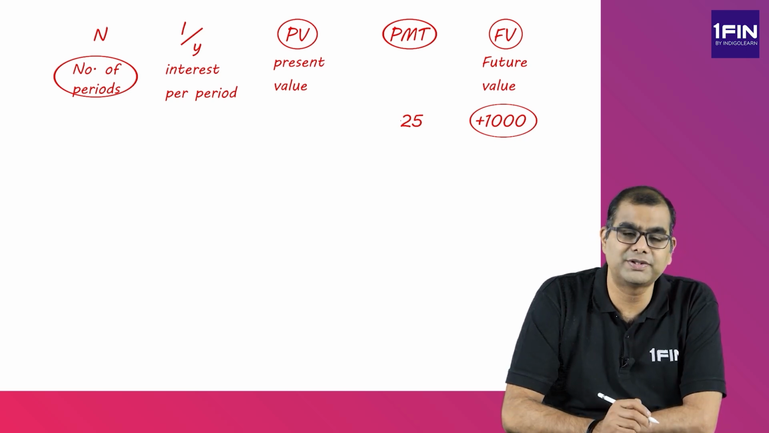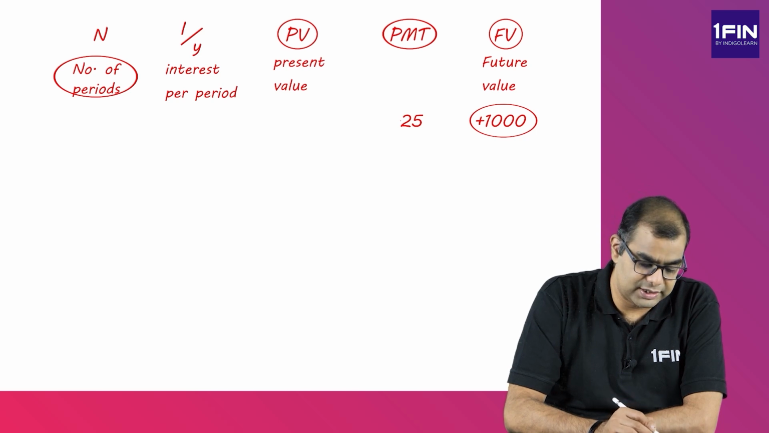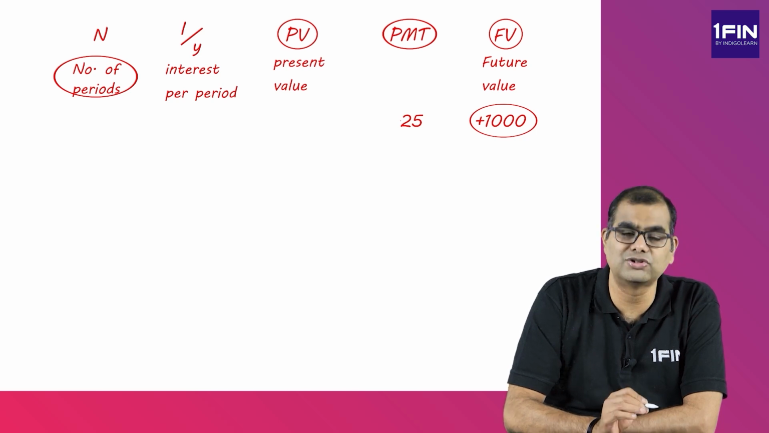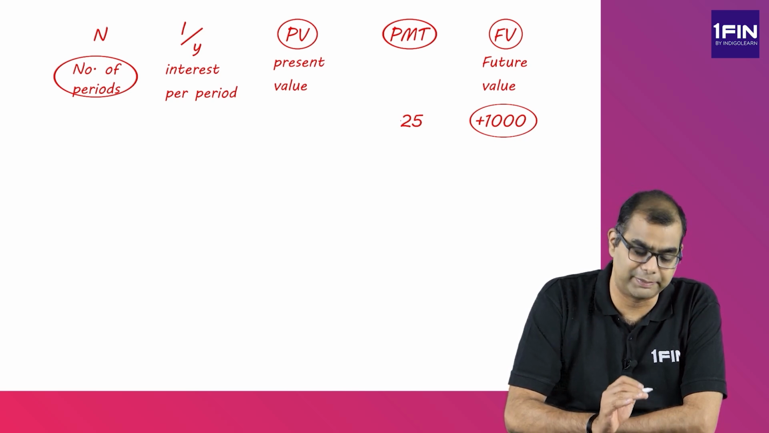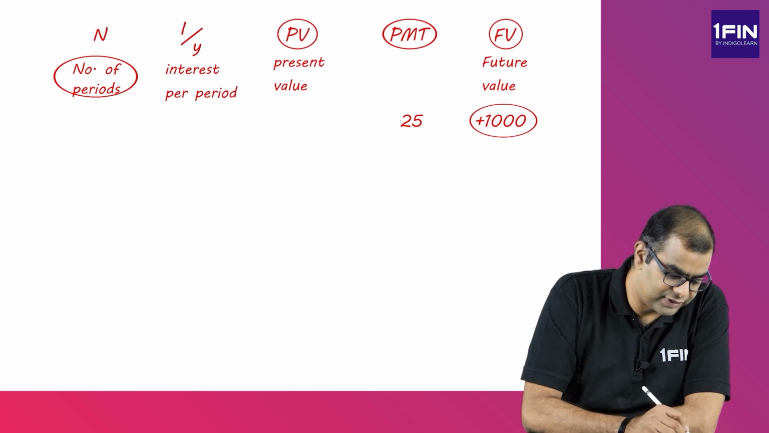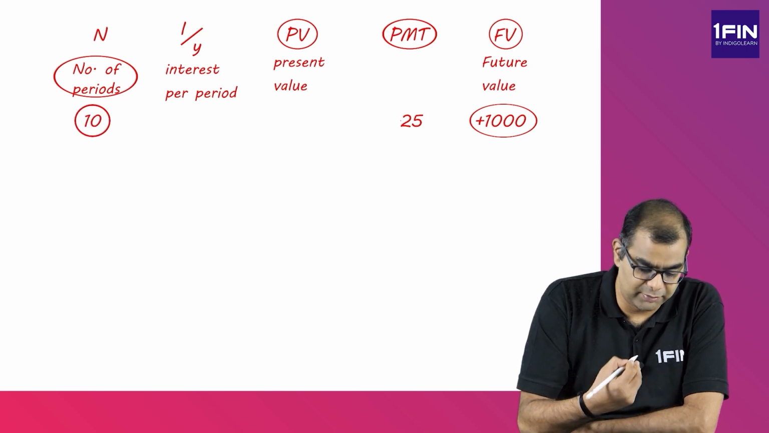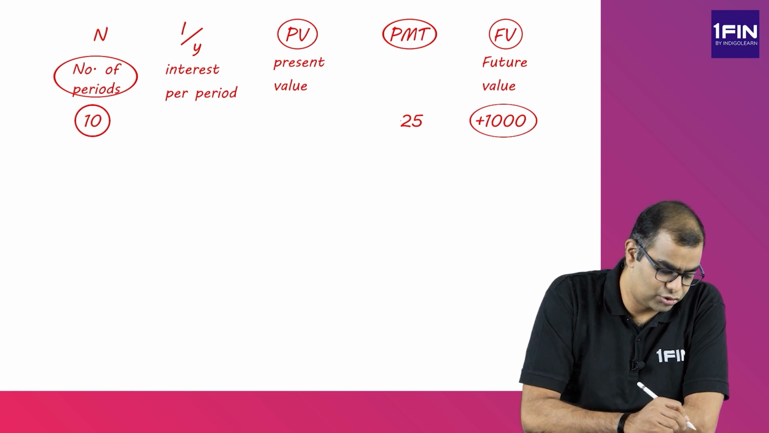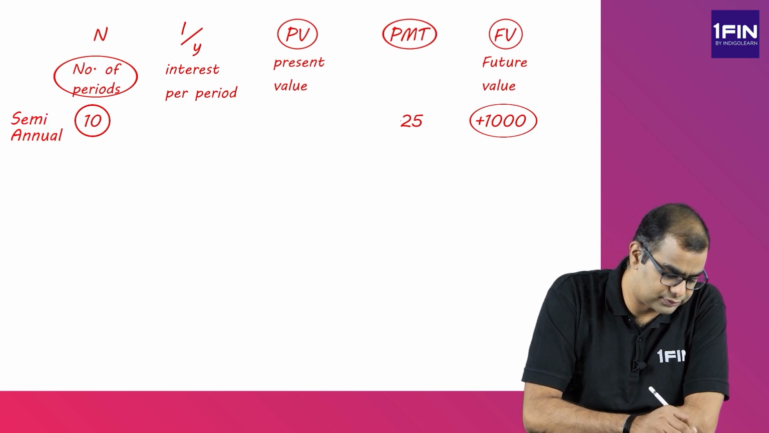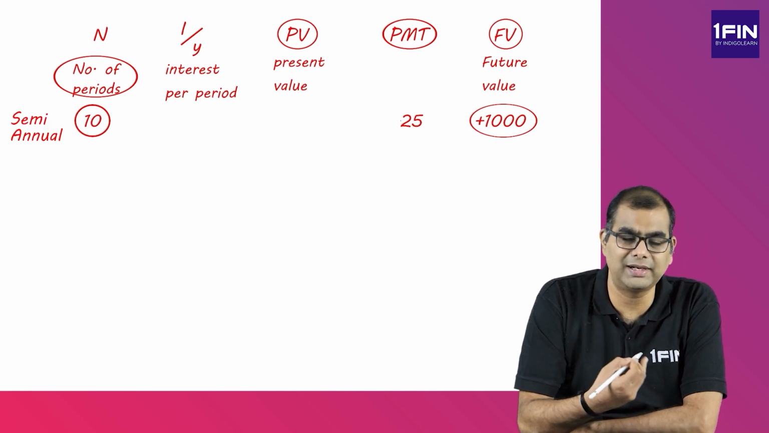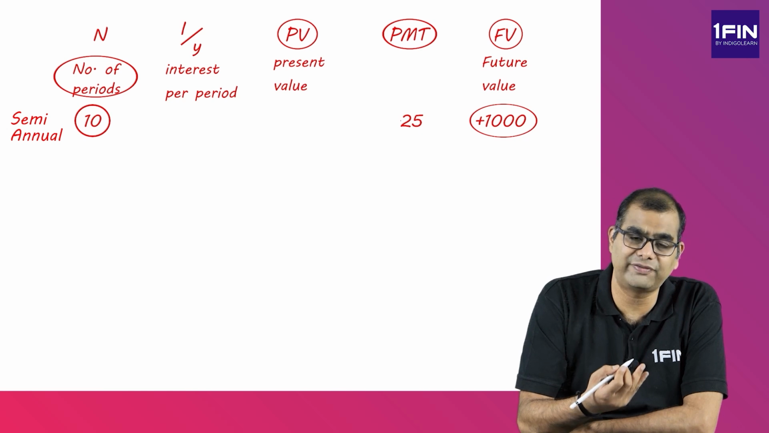Right. Now this 25 rupees what you are going to get is on this 1,000 rupees, which is coupon, which is per period. Now you have the number of periods. Let us say the number of periods is 10, and let us assume this is a semi-annual coupon. If it is a semi-annual coupon, the number of periods being 10 means it is a 5-year bond.